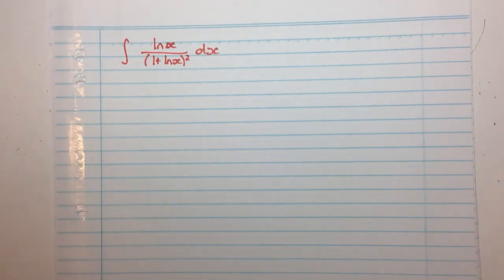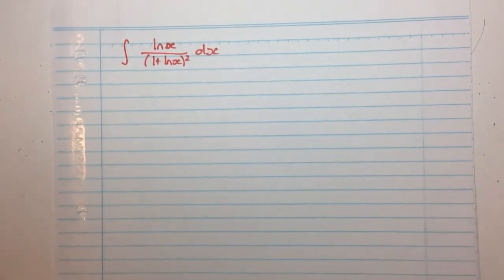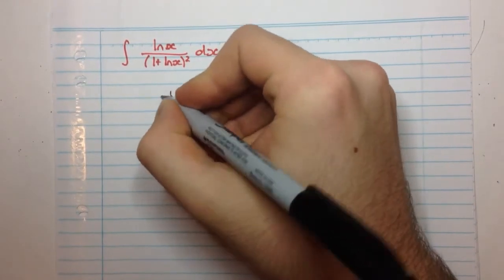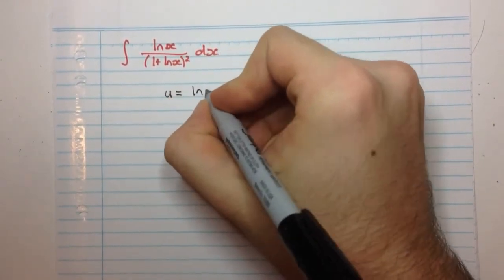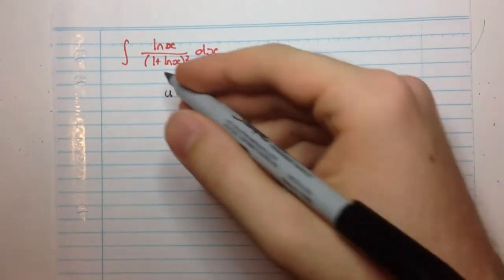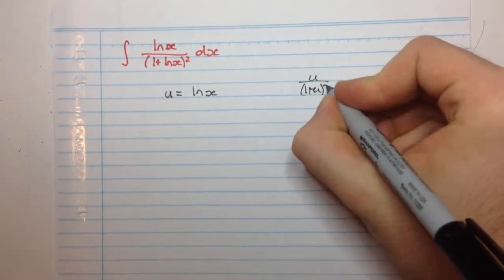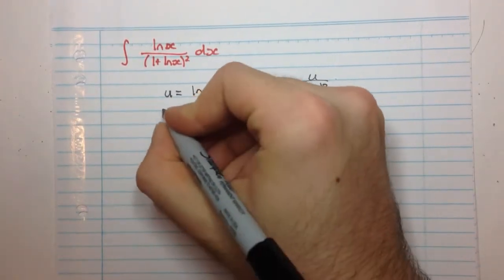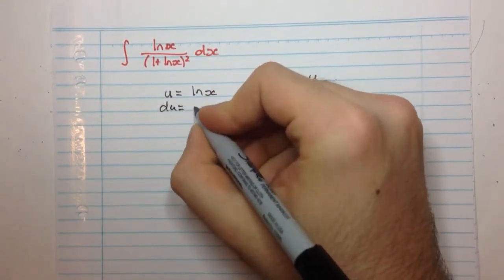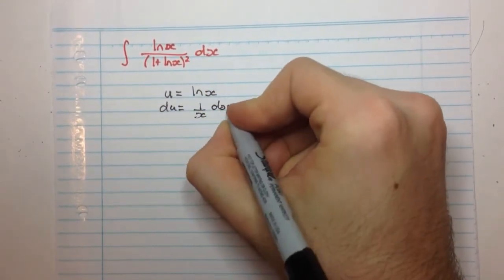When I originally looked at this question, I thought maybe we're going to need some sort of substitution. The first thing that came to mind was to let u equal ln x. That would give us something like u over (1 plus u) all squared. Then I thought maybe we can use partial fraction decomposition there. But really, when you look into it, we need to differentiate both sides, and when we do that, this is what we get.